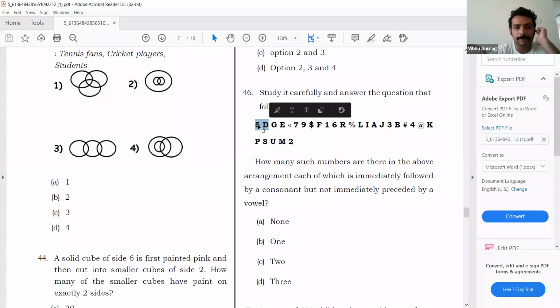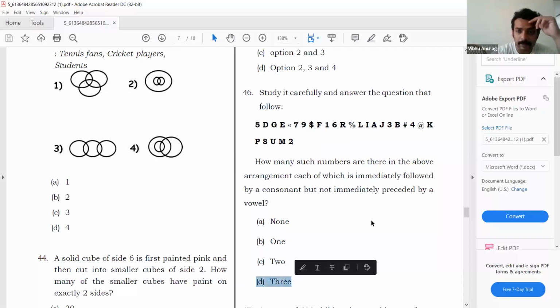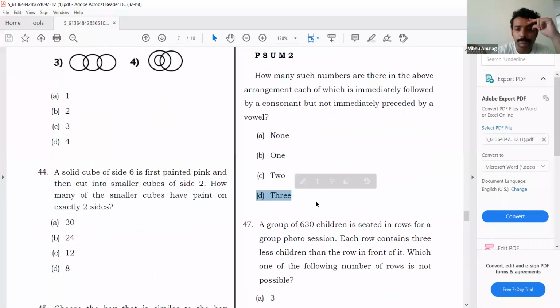So one of the numbers is 5. Then the next number will be 6. It's followed by a consonant, that's R, and preceded by a number, so not by a vowel. So 5 and 6. And then you have this 3. It's followed by a consonant and not preceded by a vowel. And any other such numbers, can't really see any. So 3 numbers, 5, 6 and 3. 46 will be option D.